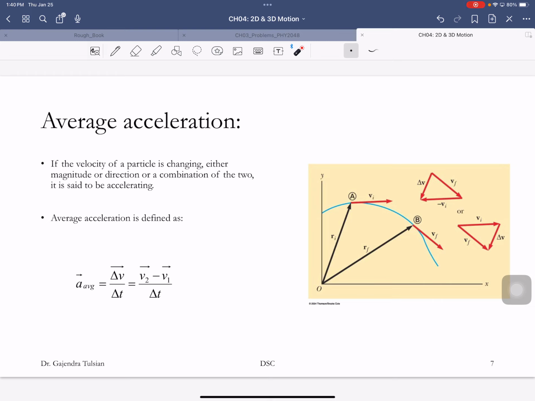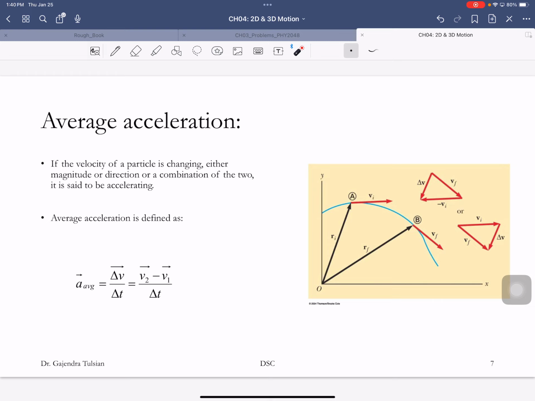So in this case, let's say that the blue line is your trajectory. Velocity is tangent to the curve, so there's the velocity at the initial instance. There's your final velocity, and the difference of the two is this guy. There's your final velocity, there's your initial velocity, and the difference of the two is the change in velocity. So which way is the average acceleration pointing?